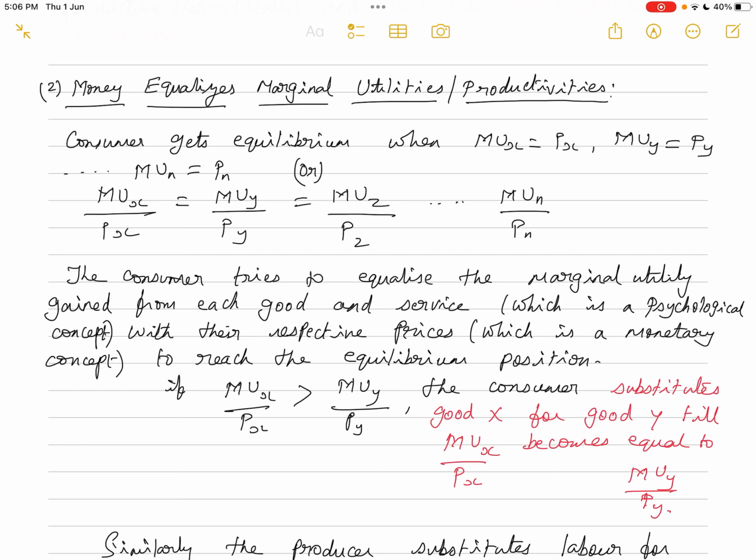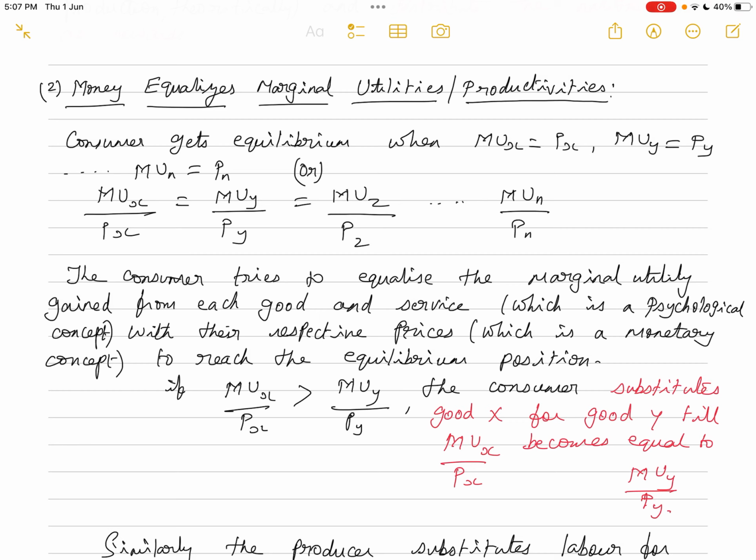So not only two commodities, all the commodities: if the consumer feels that one commodity or service is giving more satisfaction compared to another commodity or service along with their respective prices, then the consumer will keep on substituting till the marginal utilities become equal, or in other words, the consumer is able to attain the equilibrium position, because with the help of money he is able to equate the ratio of marginal utility of one commodity with its price, with the marginal utilities of other commodities with their respective prices.